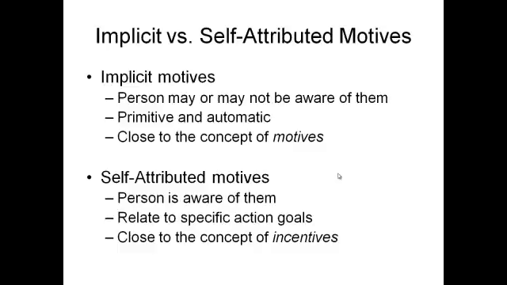I mentioned before that sometimes we have motives that we're not necessarily aware of. And that would be considered an implicit motive. On the other hand, the self-attributed motives are the motives that we are consciously aware of, that we know that we are guided by X, Y, and Z, and that's why we do the things that we do. If it's self-attributed, you can basically self-report these particular needs that you might have. With implicit motives, you may not be consciously aware of them. You may be, but you may not be.